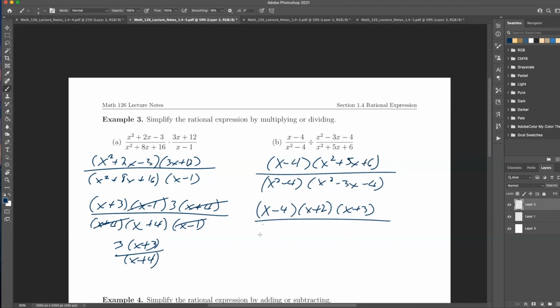This is a difference of squares, so this will be x minus 2, x plus 2. Here I have x, so negative 4. So negative 4, I want negative 4 and positive 1. Yeah, that works. So it'll be x minus 4, x plus 1. Okay, let's see what we can cancel. There's an x plus 2, x minus 4. I think that's it. So here we'll have x plus 3 on top times x minus 2, x plus 1. Okay.